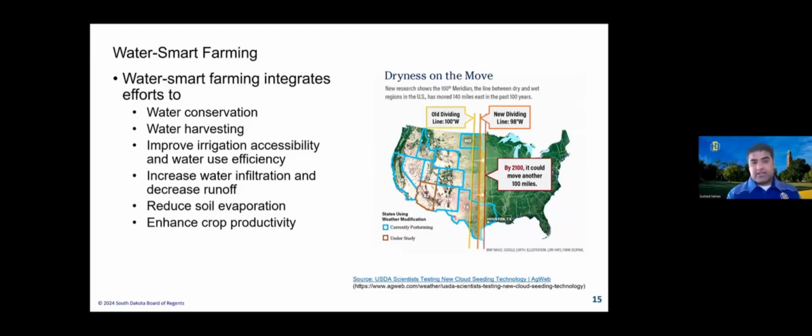The map to the right, as I've already told you, illustrates how the dryness is on the move, emphasizing even more the need for proactive solutions like water smart farming to maintain the productivity and sustainability in agriculture. I believe adopting these practices will be very critical for the farmers and policymakers alike to ensure that agriculture remains sustainable, resilient, and productive, even as we face the shifting climatic changes.